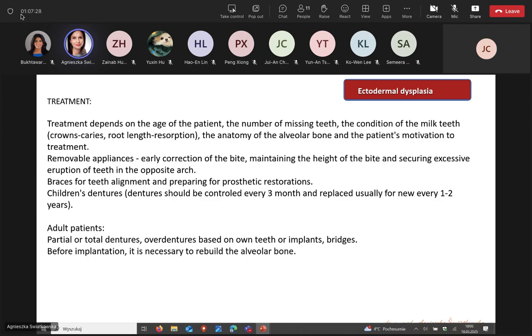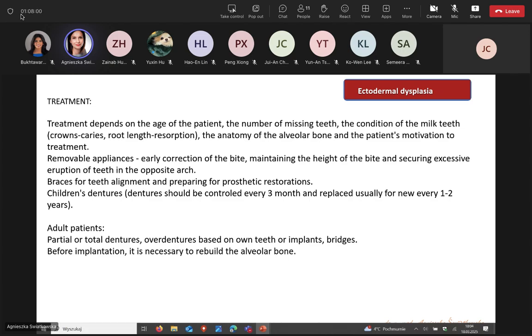First, we use removable appliances. If it's possible, we make early correction of the bite. Very important is to maintain the height of the bite and prevent excessive eruption of the teeth in opposite arches. Braces for teeth alignment we can use, and we prepare this patient for prosthetic restoration.